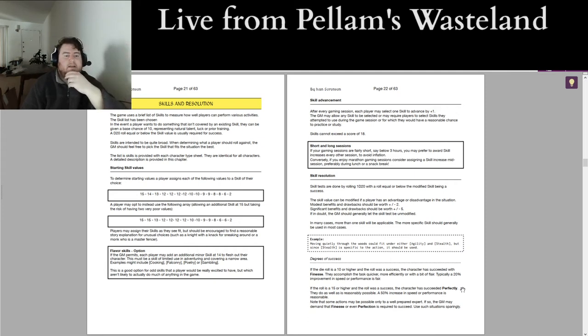Skill advancement. Skills cannot exceed a score of 18, and after every gaming session, each player may select one skill to advance by +1. There's a little thing here. The GM may allow any skill to be selected or may require players to select skills they attempted to use during the game session or for which they would have a reasonable chance to practice or study. Basically, if you want to do more BRP style advancement, you can.